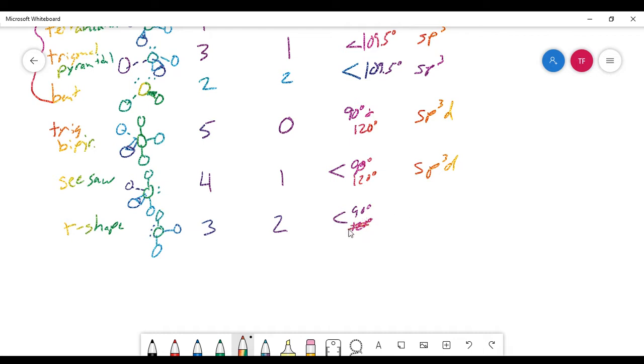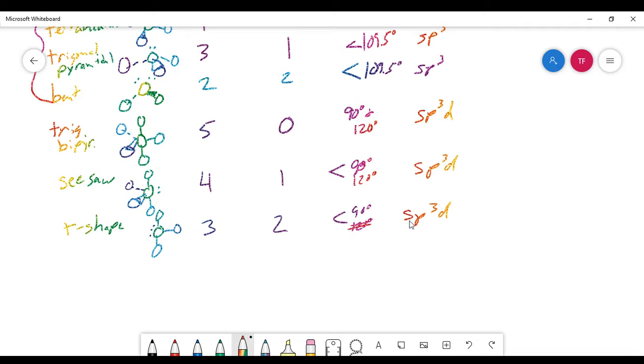Actually, sorry, just 90 degrees, because those lone pairs take out that 120 degrees. And the hybridization is still sp3d because there are 5 pairs of electrons around the central atom, 3 of them in bonds, 2 of them in lone pairs.